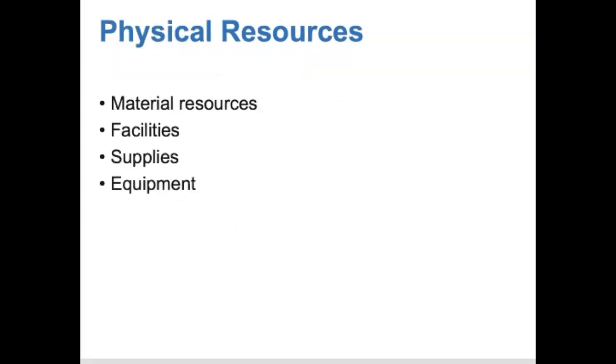Here are some of the physical resources you may need for program implementation. This is rather straightforward, but it's important to make sure you have the materials and other physical resources needed to successfully implement a program or intervention. This should be reflected in your budget. For instance, if you're planning to host a HIV testing event in a community, but you don't have any rapid HIV test kits, the event obviously won't work.